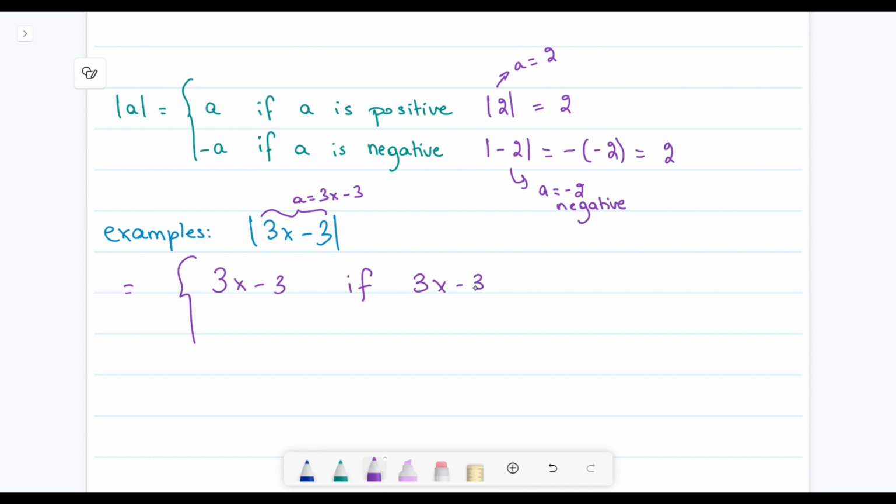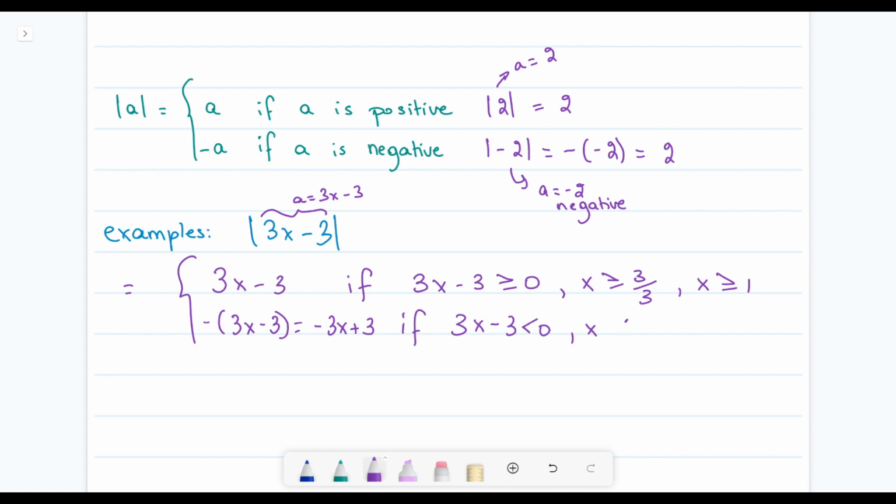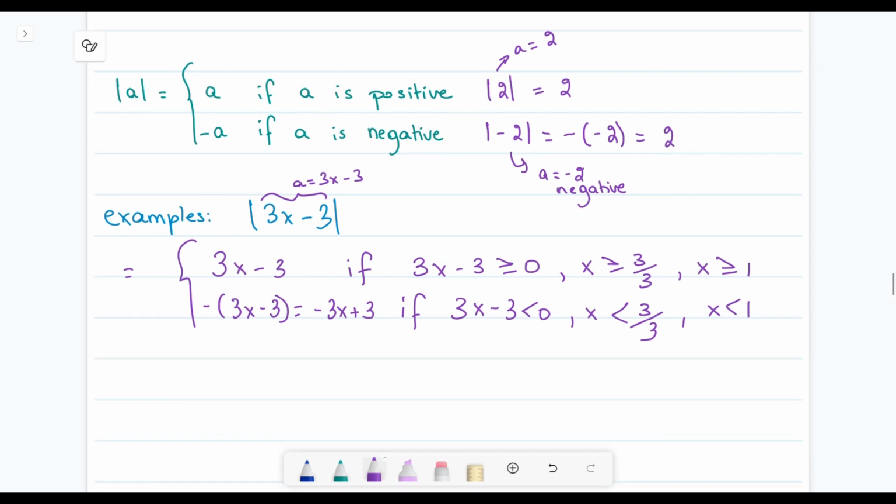So if 3x minus 3 is greater than or equal to 0, if we were to solve for x, x is greater than or equal to 3 over 3. So x is greater than or equal to 1. However, it is equal to negative a, so negative of 3x minus 3, which is negative 3x plus 3, if a is negative or less than 0. So if we were to solve for x, x is less than 3 over 3, so x is less than 1.